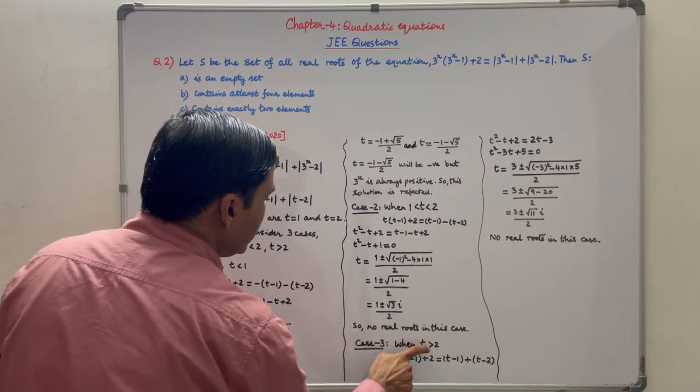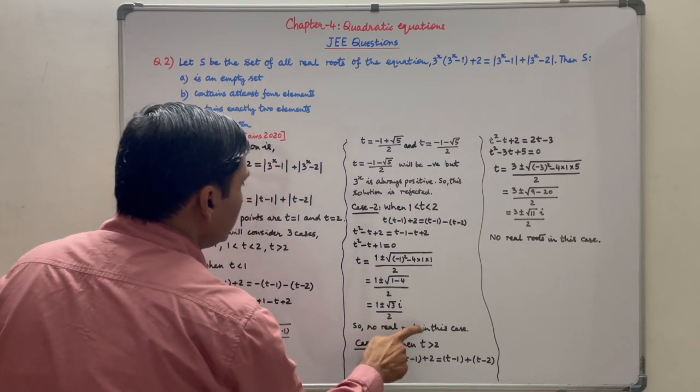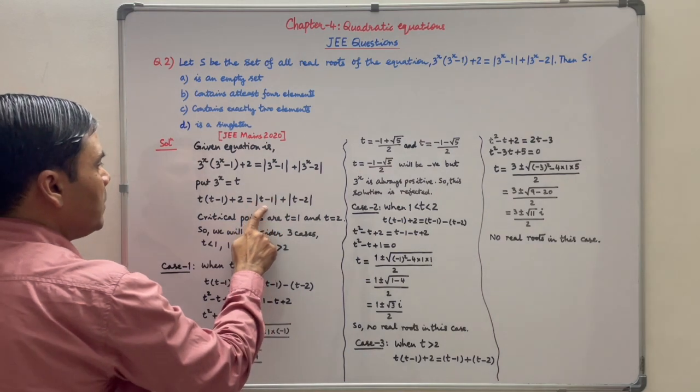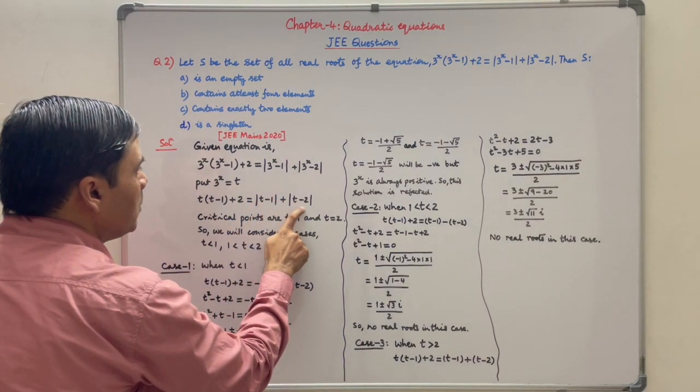Case 3, when t is greater than 2. When t is greater than 2, both (t − 1) and (t − 2) will be positive.